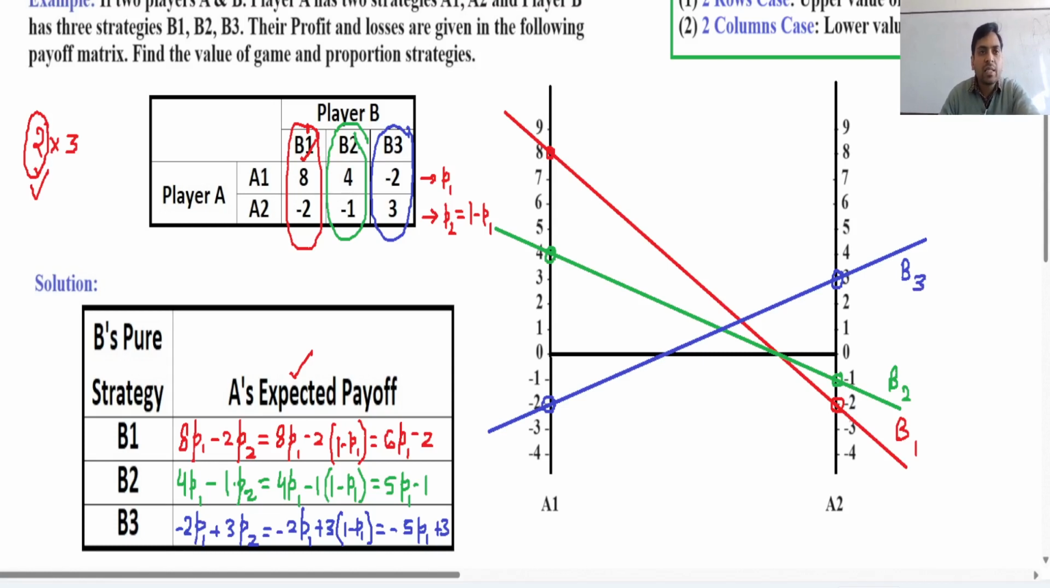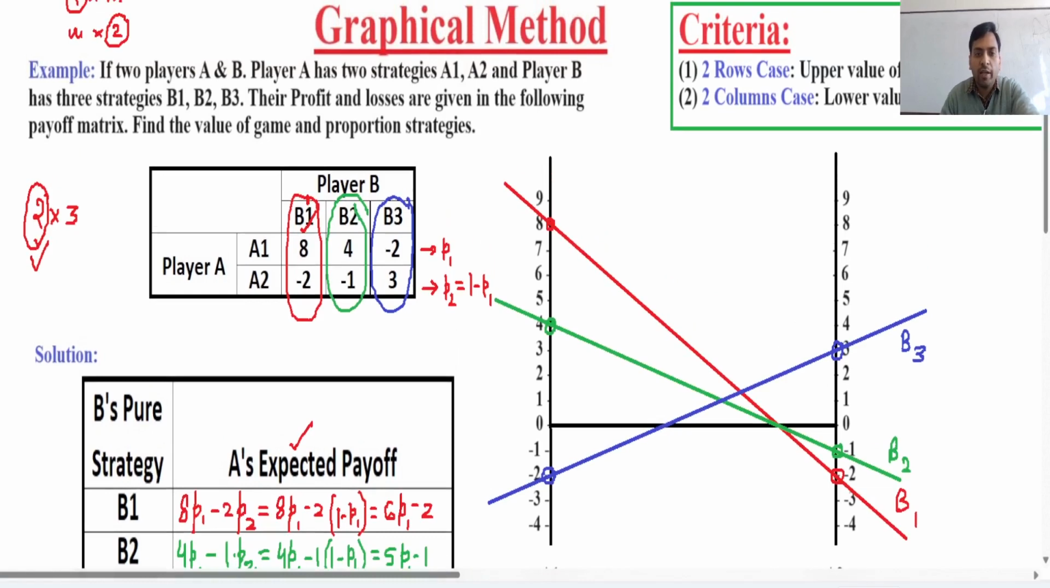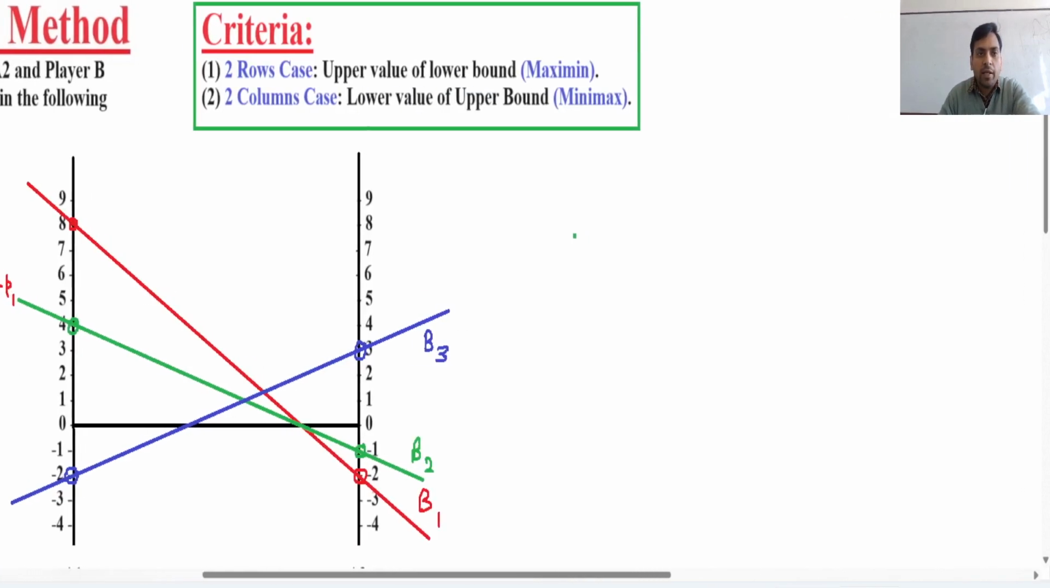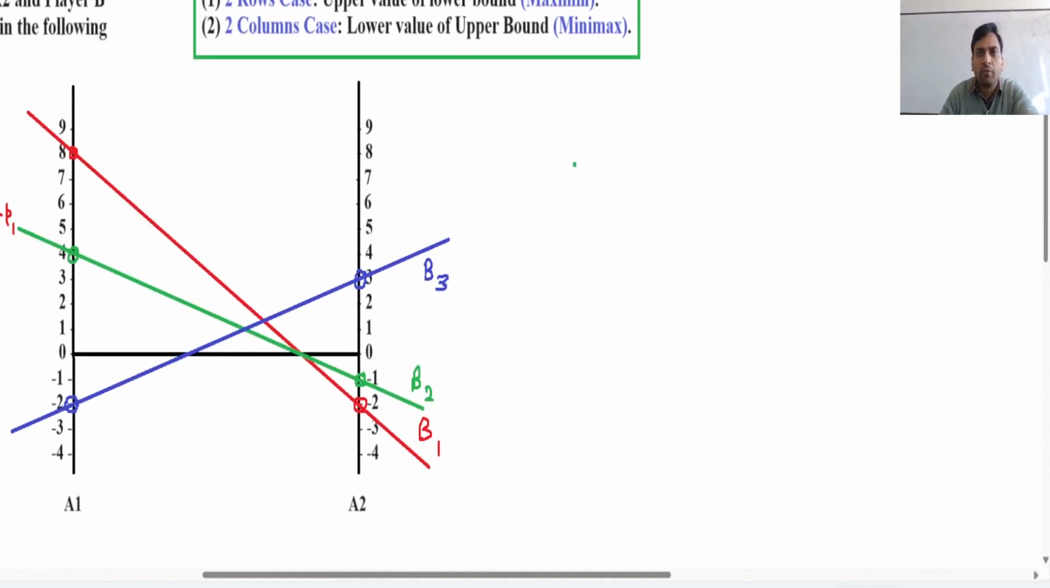Now the main thing is the value of gain. So the criteria for selection of the value of gain is this one. If we have the two rows case, then we will find the upper value of the lower bound, that is Maximin, and if we have the two column case, then we will find the lower value of the upper bound, that is Minimax. So now we will see what this lower bound and upper bound are.